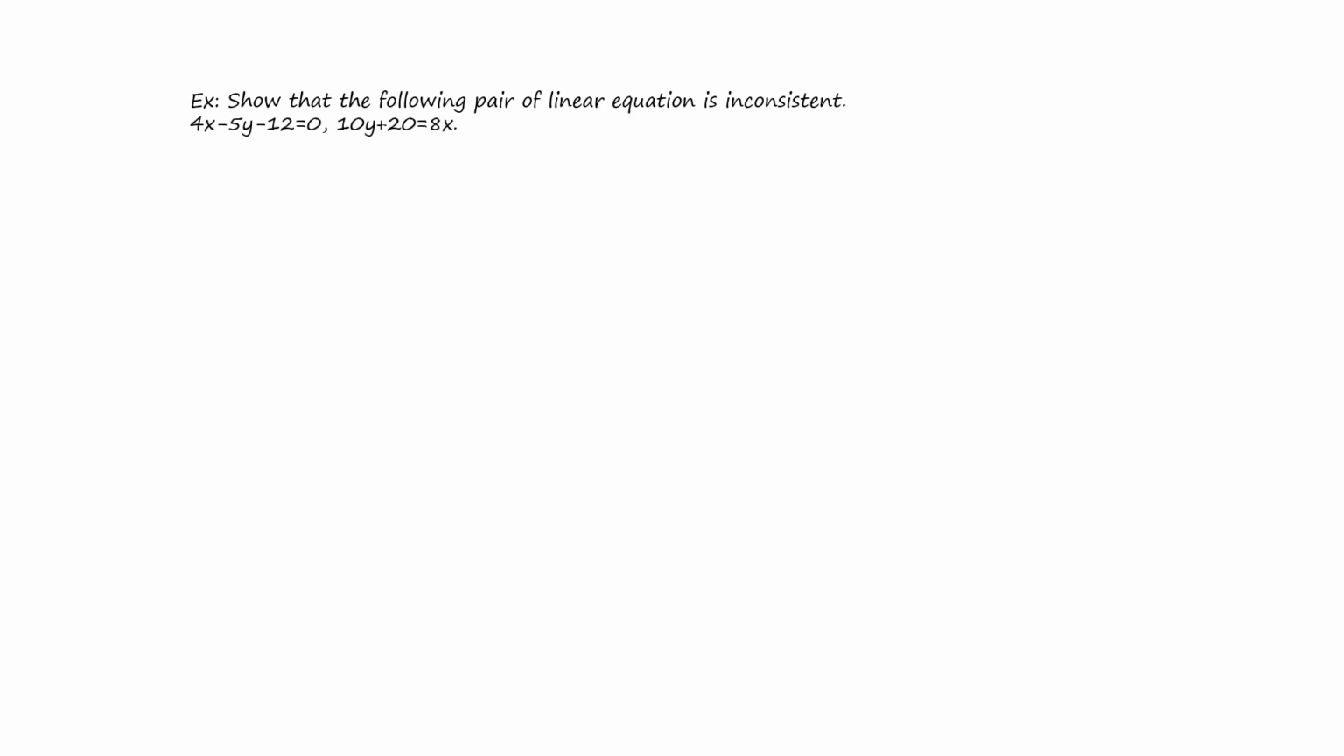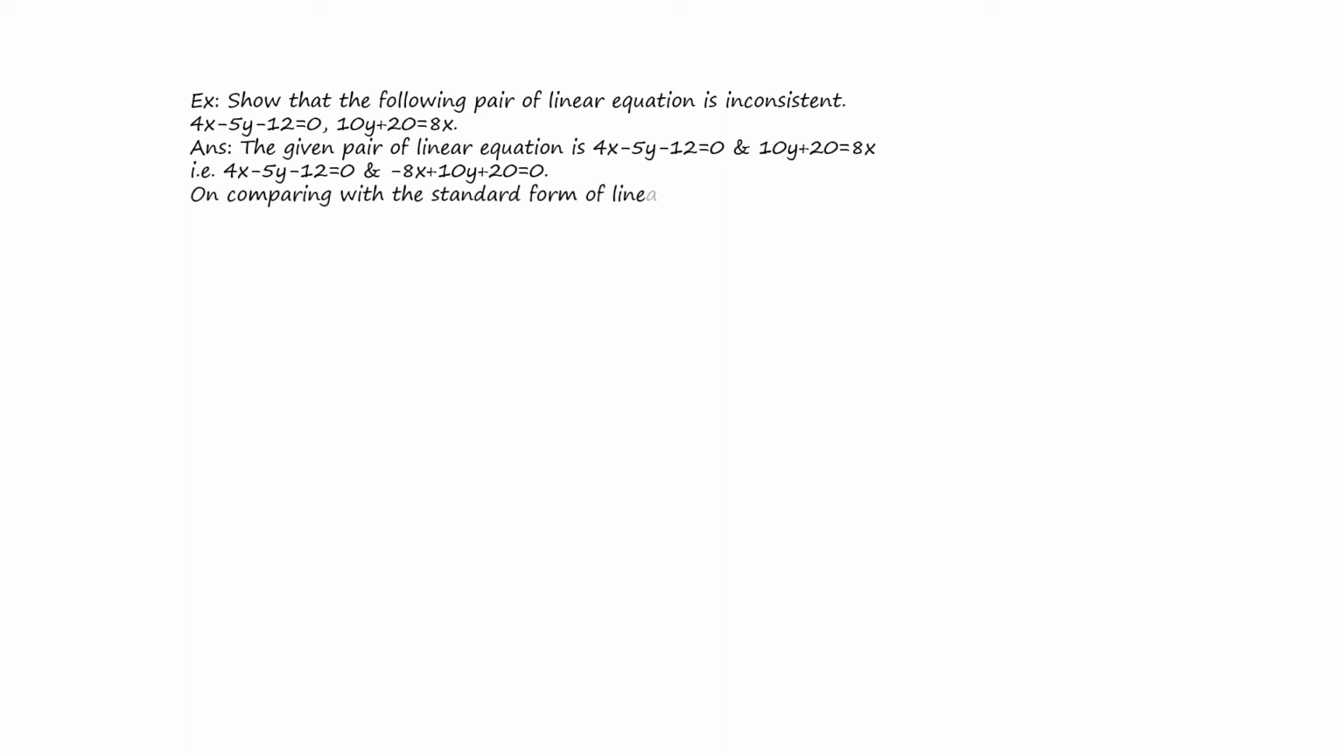4x minus 5y minus 12 equals 0, 10y plus 20 equals 8x. So the given pair of linear equations is 4x minus 5y minus 12 equals 0 and 10y plus 20 equals 8x. That means we can write it as 4x minus 5y minus 12 equals 0 and minus 8x plus 10y plus 20 equals 0.